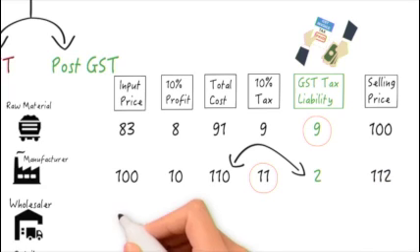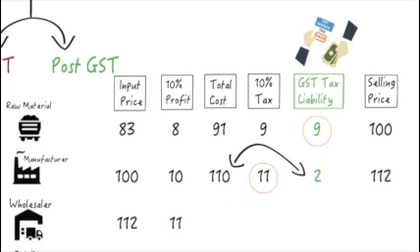The wholesaler buys his stock at 112 rupees, adds his expenses and profit, which gets the price to 124 rupees. 10% tax on that is 12 rupees. Since the tax is being paid at every stage of transaction, he is liable to pay 12 minus 11 equals 1 rupee as tax to the government. This is added to his cost, which makes it 125 rupees.